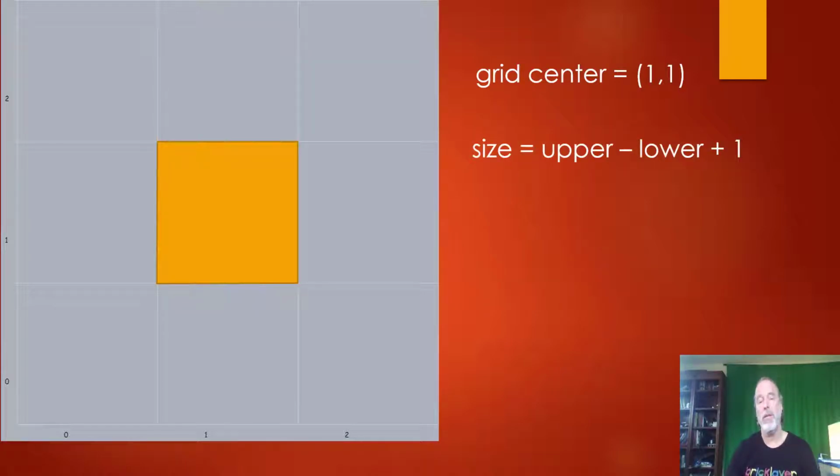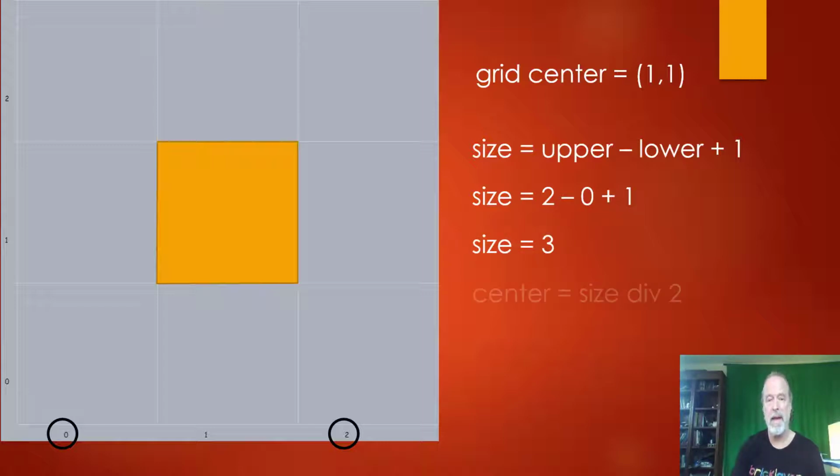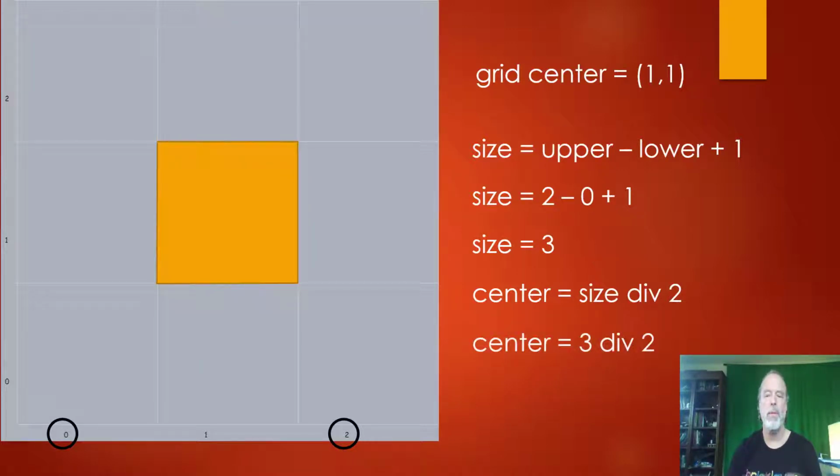If we were going to apply this formula, we would take the upper coordinate minus the lower coordinate, and then add 1. So the upper here is 2, the lower is 0. We plug that in for upper and lower. So our size is 2 minus 0 plus 1, which is 3. And now if we want to do the midpoint of that, we're going to do an integer division. So we do size divided by 2, div 2. Since size in this case is 3, we plug in the integer 3 for size. So we get 3 div 2, and we do some math, and the answer is 1. So what that means is 1, 1 is the coordinate of the center of this grid.